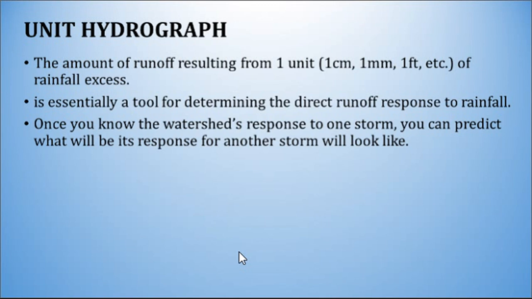If you know the components of the unit hydrograph, you can predict or forecast how the catchment will behave if rainfall of such intensity and such duration is going to occur.